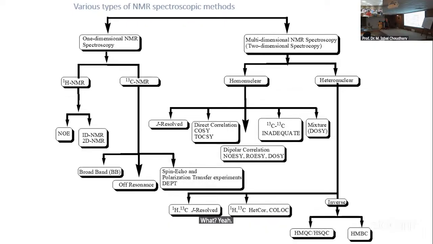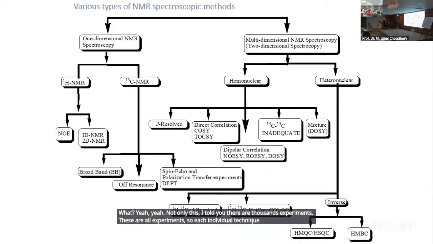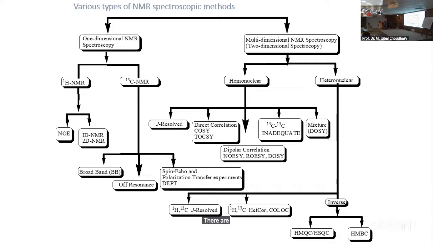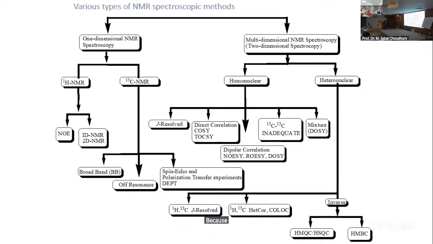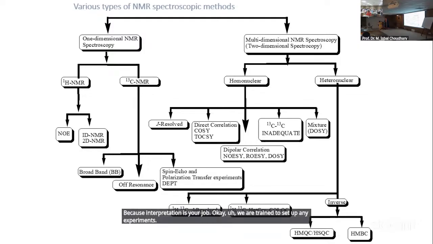Not only these, I told you there are thousands of experiments. These are all experiments. Each individual technique is an experiment. So there are thousands of experiments in the libraries. But you need to identify which technique you need, because interpretation is your job. We are trained to set up any experiment that is required, but the demand must come from your side. So any further questions so far? Any question from online participants?